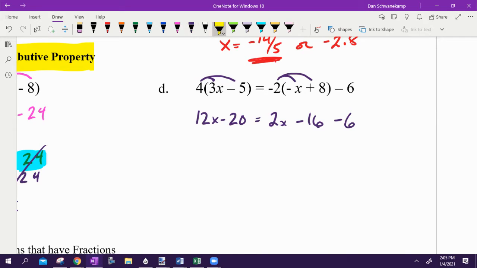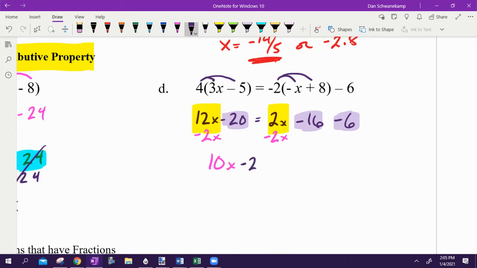Then I'm going to combine like terms. So I've got a 12x and a 2x. Subtract 2x, subtract 2x. I'm getting the x's on the same side, 10x. And then I've got all of these like terms. I've got this negative 20, this negative 16, and that negative 6.